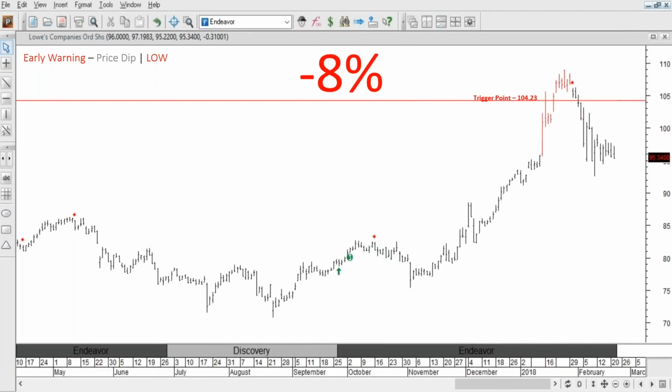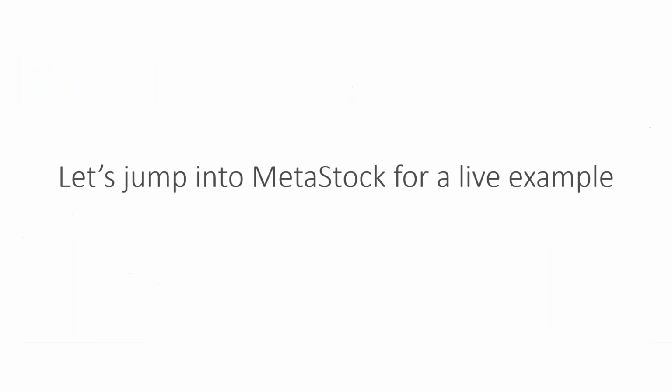In 14 days, it ends up falling over 8%, which is a little more than I would have expected it to, since remember, on average, if you get multiple red bars followed by an early warning signal, you can expect a 2 to 5% drop. Okay, now let's jump inside Metastock and see some live examples from today.